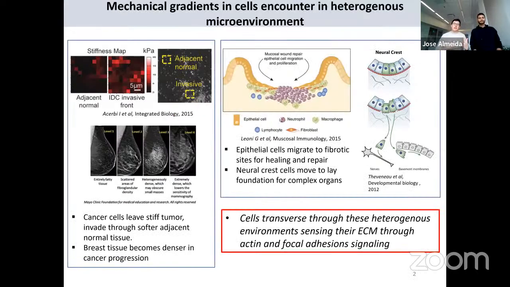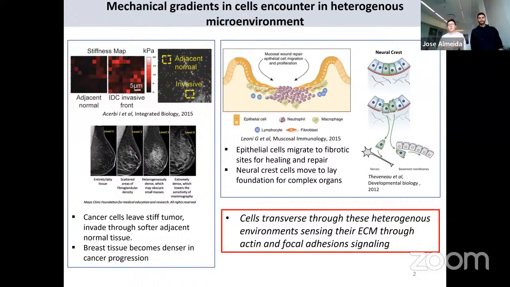So cells obviously interact with a lot of mechanical gradients as they do different processes. For example, in cancer, you have invasive fronts where you see this stiffness map on the left, where the redder it is, the stiffer it is. And then the surrounding environment is actually softer than what it is in the tumor environment. And during breast tissue cancer development, the tissue becomes denser and more fibrotic. So cells have to overcome these different environments and these mechanical gradients that are present.